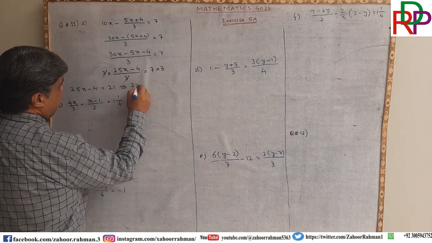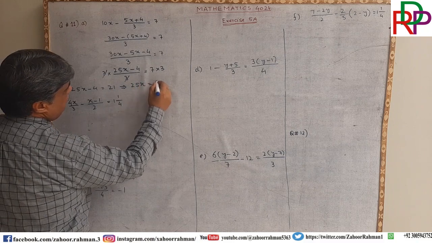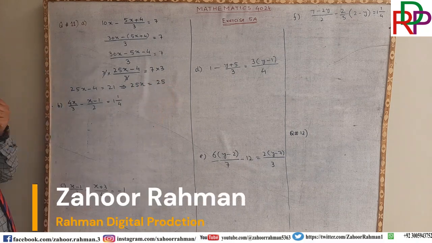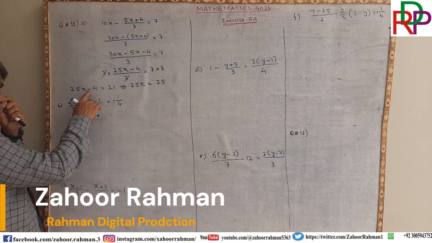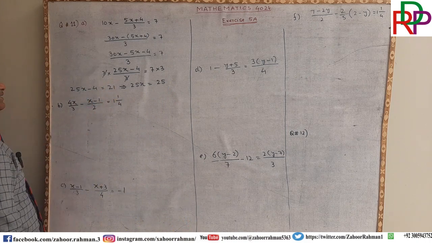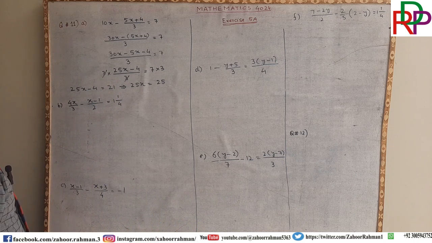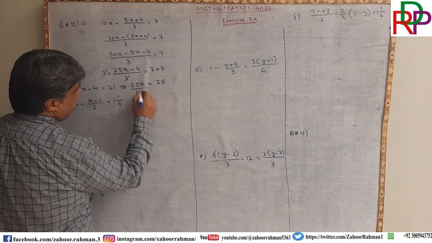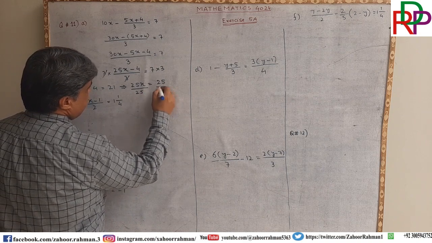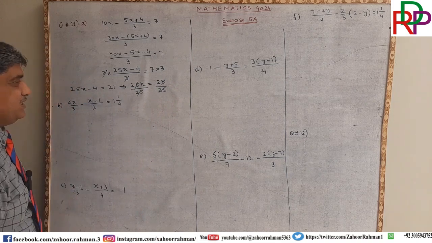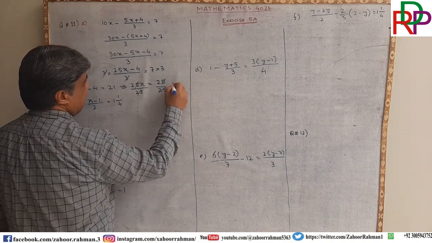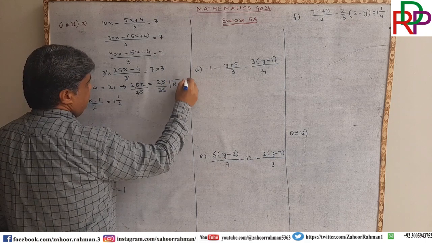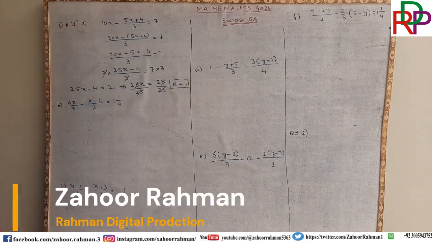Now 25x is equal to 25. When this minus 4 is shifted to the other side, it will become positive, and then that positive will be added with 21, and that 21 will be equal to 25. Now dividing both sides by 25, this 25 as well as this 25 will be cancelled with each other, and as a result we will get x is equal to 1.